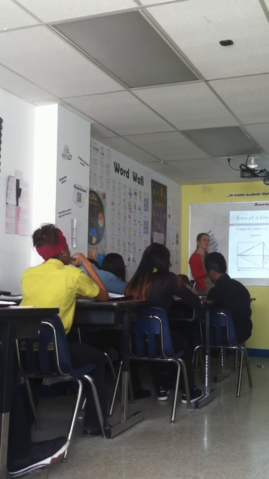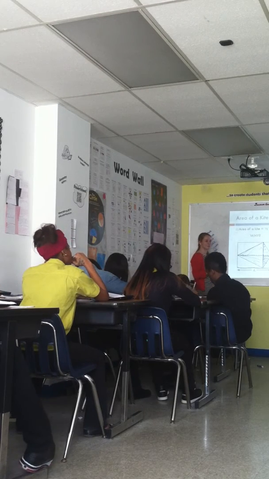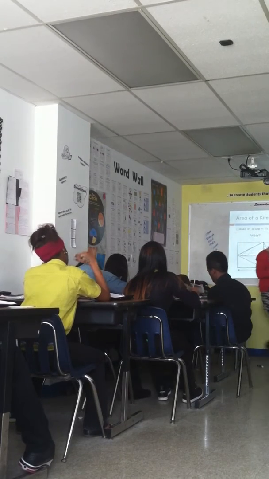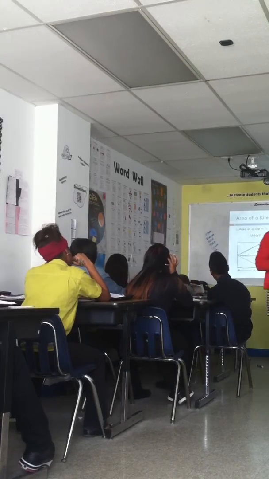Okay, so a kite is half of the rectangle made by the diagonals, because the diagonals are perpendicular just like rectangles. We have one more thing we're going to look at.